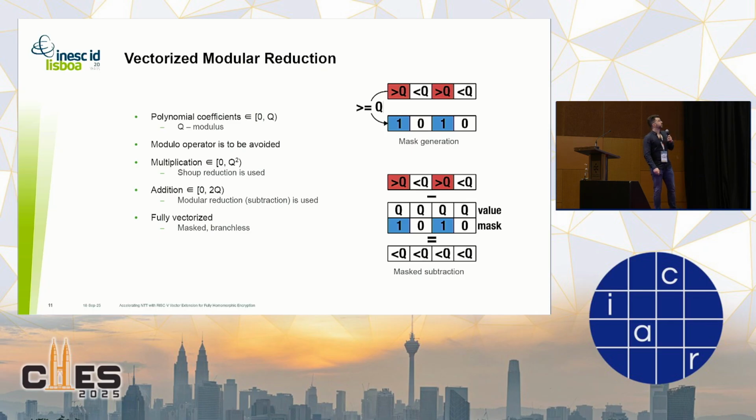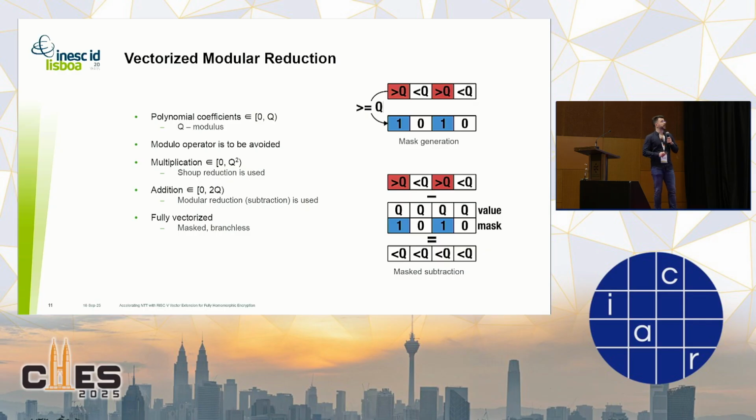Now, to vectorize the modular reduction, this is pretty simple. As you know, the polynomial coefficients are between 0 and q, q being the modulus. And we want to avoid using the modulo operator. And so we know that when we perform multiplication, we can use Shoup's reduction. And we also know that when we perform addition, we can use a simple modular reduction, which is just a subtraction. In order to vectorize this, we do masked operations.